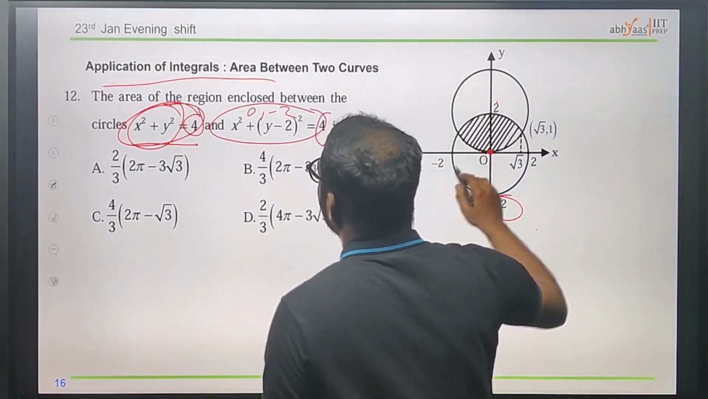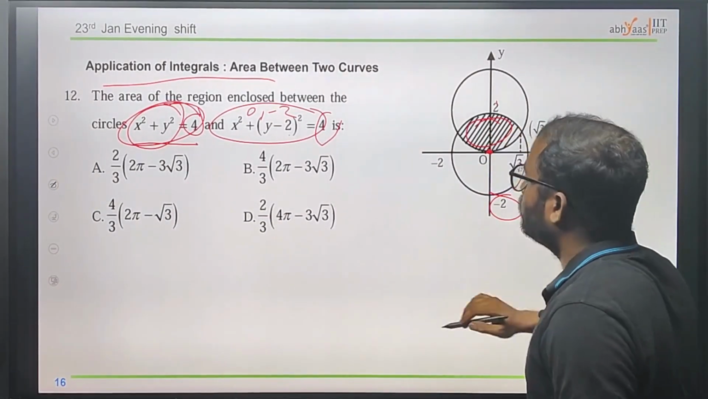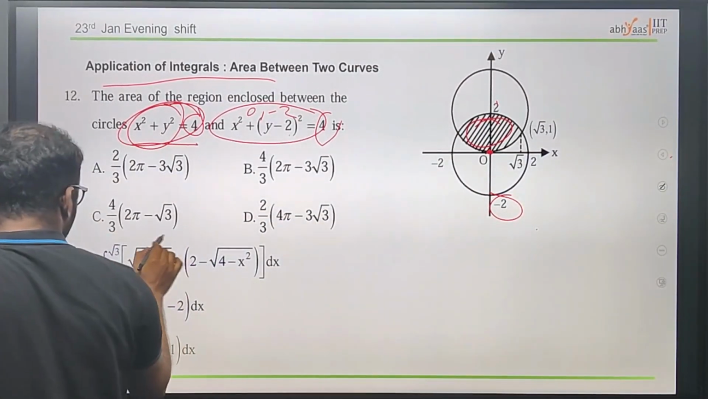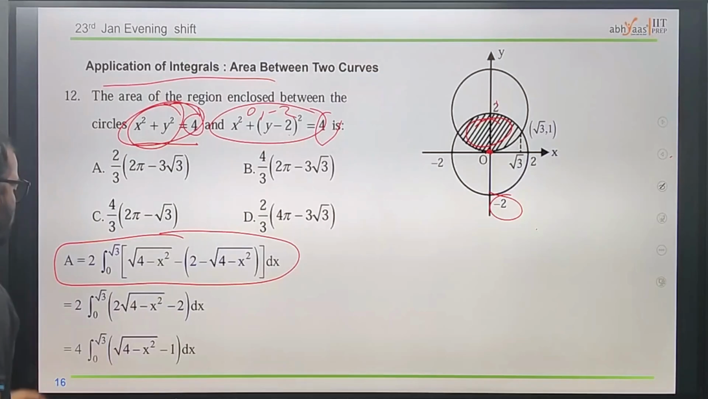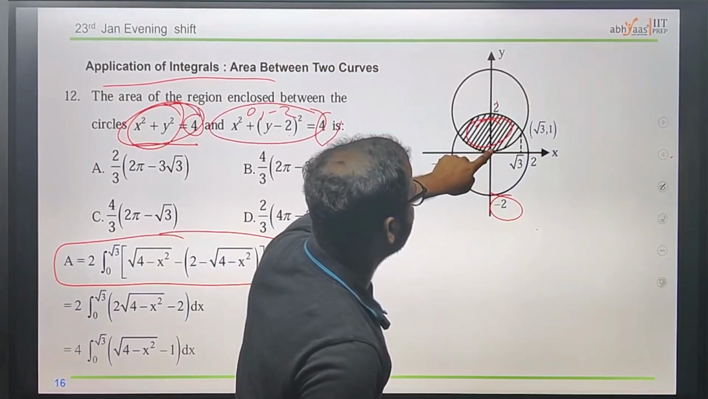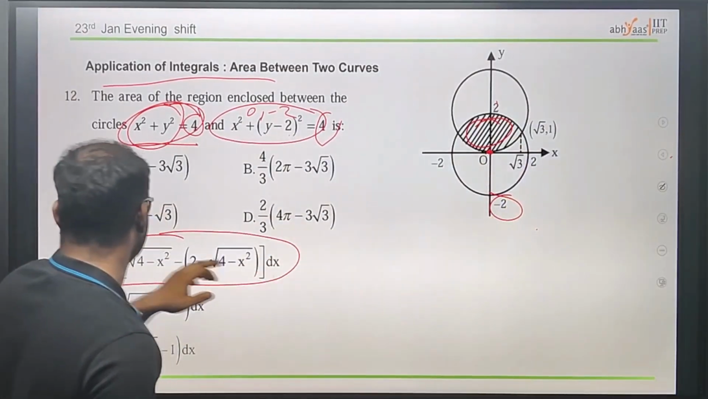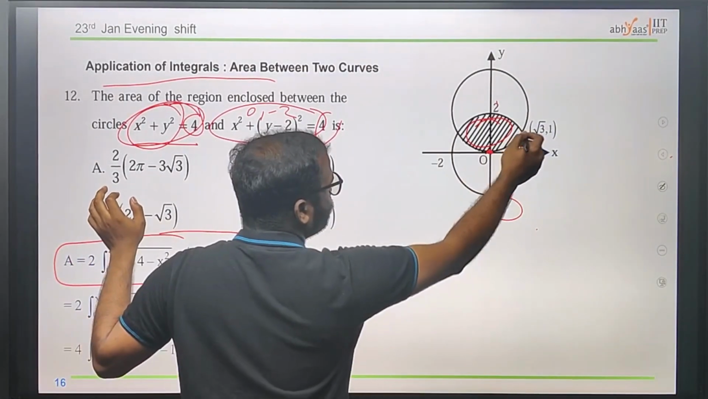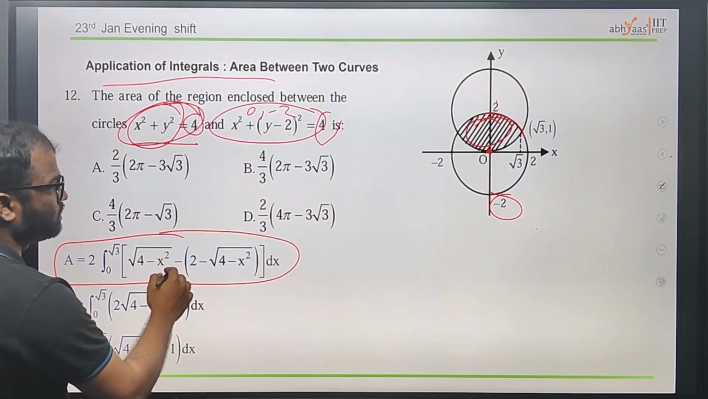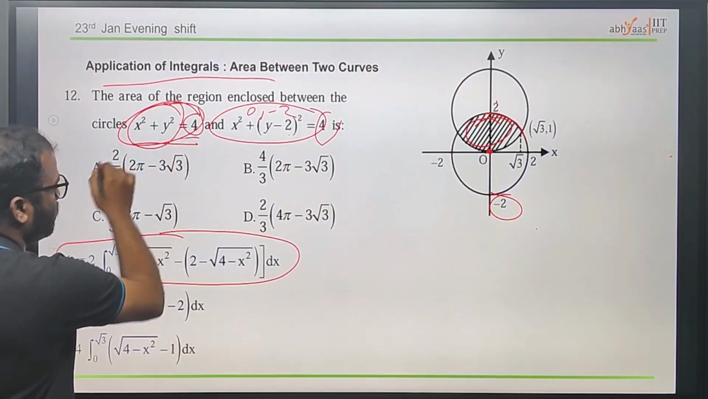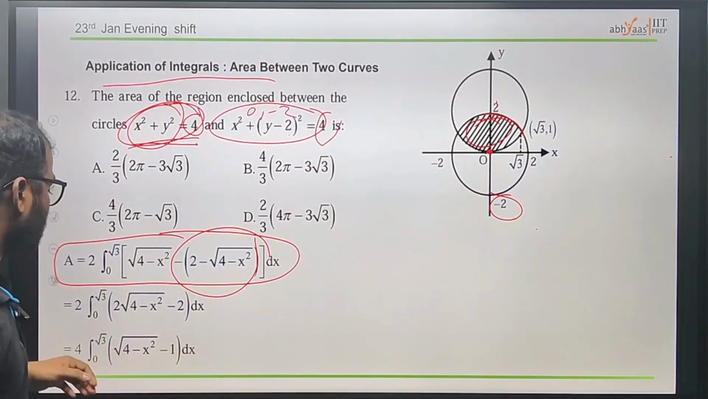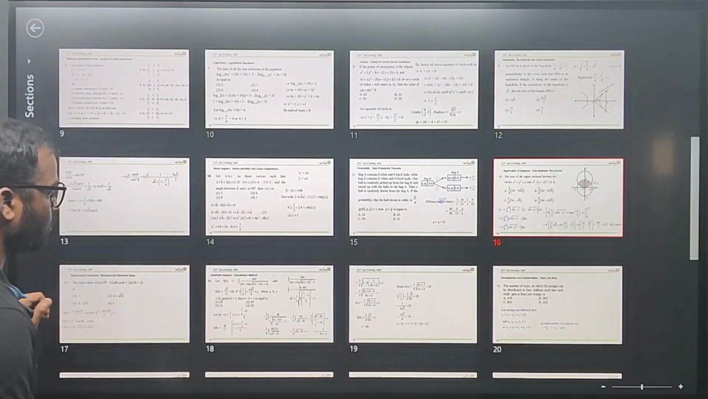Now we need to see that the area of the region is this whole thing, and we just need to find this one. The area is equal to 2 times the integral from 0 to root 3 by 2, and we are checking for this circle up to root 3. Therefore, first this circle becomes the integrand, which is under root of 4 minus x square. After that, this other circle will come. I hope you understood. Next, further classifications.